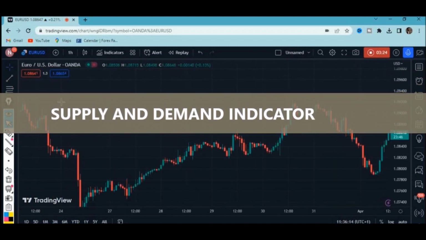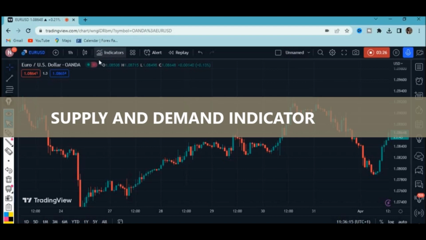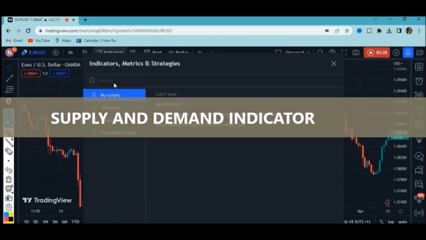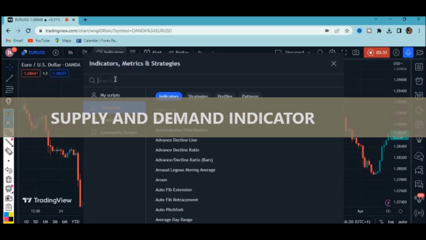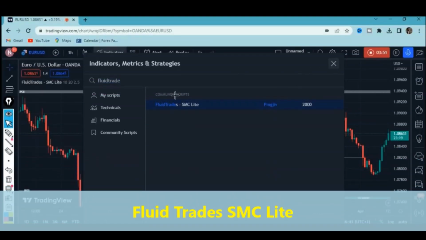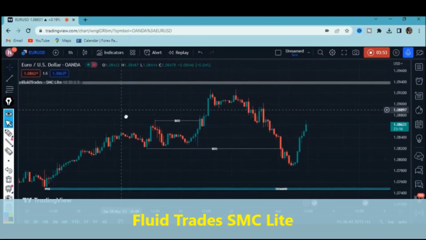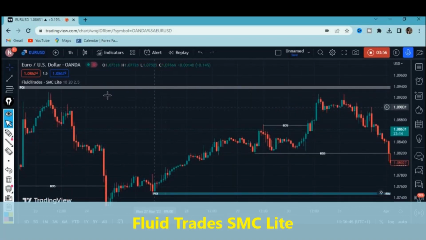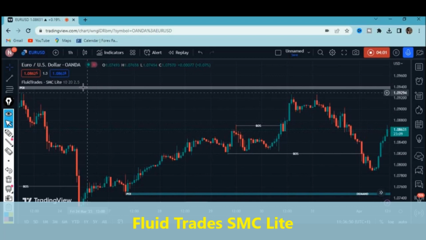So guys, I basically want to add the indicator right on our chart. So I'm just going to click on the indicators tab. Once you click on the indicators tab, I'm just going to type Fluid Trades SMC Lite. Click on it. Once you click on it, this is the indicator we're just going to use right here, showing us the supply and demand zone, and we're going to look at this on different time frames.